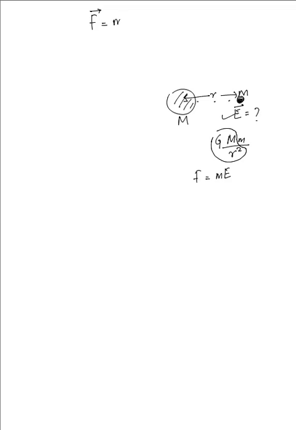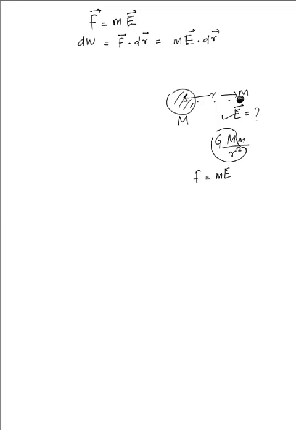So force is equal to m times E, where E is obviously along the direction along which the force acts. Now suppose the small mass m is being dragged through a distance dr, then there will be a small work done. The work done will be simply equal to F dot dr. So that is equal to mE dot dr.